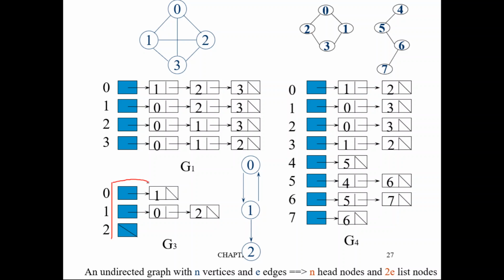And this array of pointers, its size will be what? 3. And what are they? 0, 1 and 2. From 0 to 1 there is a link. So 0 to 1. Is there any other link? Is there anything from 0 to 2? No. So 0 to 1, after that it is null.